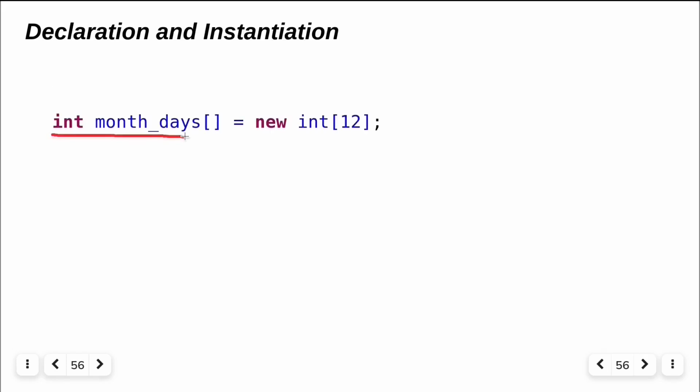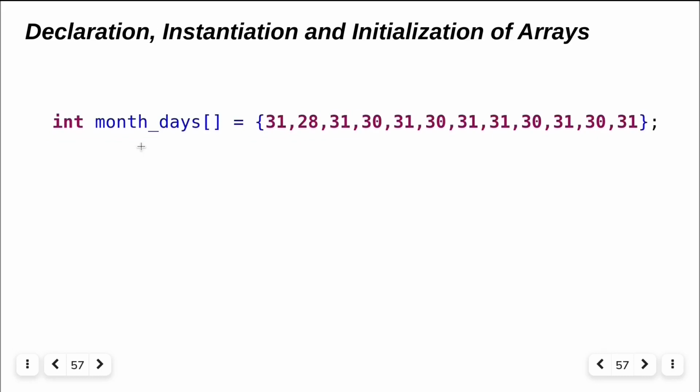We can combine declaration and instantiation like this: int month days square brackets equal to new int of 12. This will be used more frequently than separate declaration and instantiation. Arrays can also be initialized when they are declared. This is the same as how we initialize simple types. An array initializer is a list of comma separated values surrounded by curly braces.